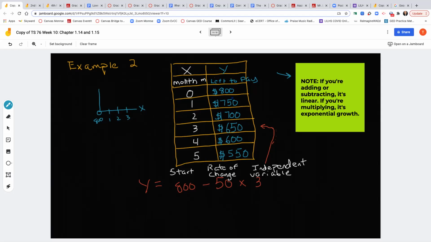But look at my y values. I'm noticing that it's going down 50 each time. 800 minus 50 is 750. 750 minus 50 is 700, etc. Okay.